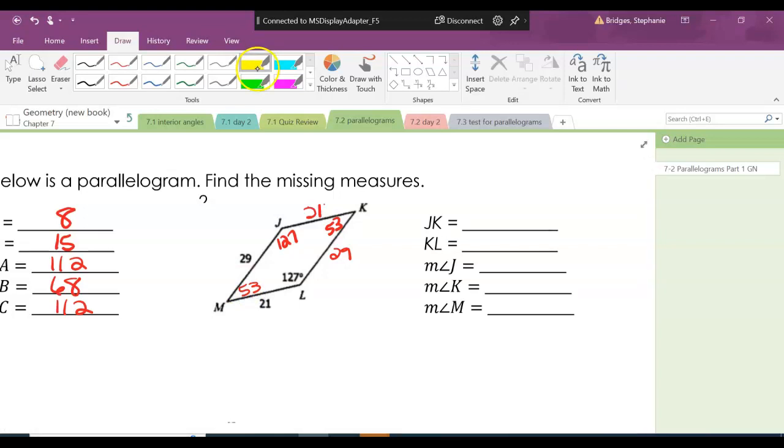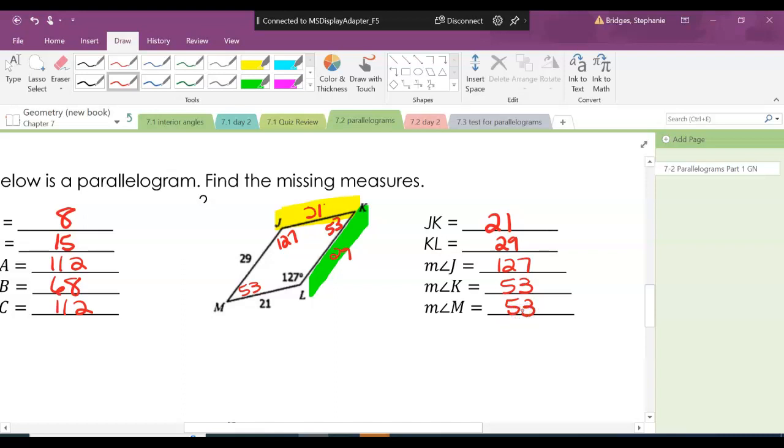If I'm looking for JK, again, I'm looking for the segment. What is between J and K? We labeled it 21. And then KL is what's in between K and L on the outside. We labeled that 29. Angle J, look at angle J. What did we say that one was? And angle K. And angle M.